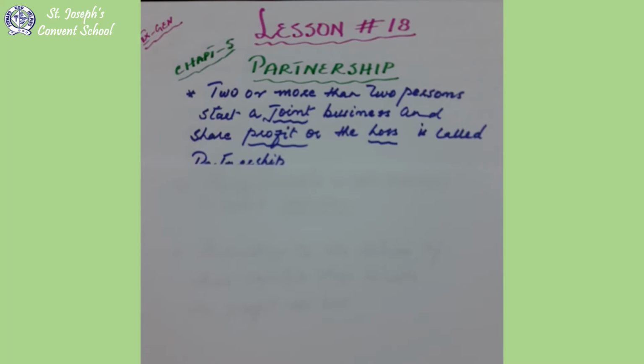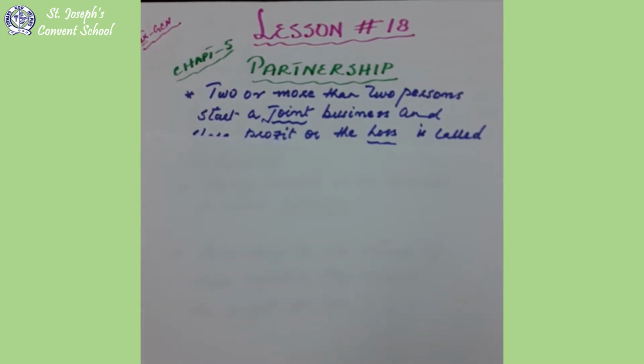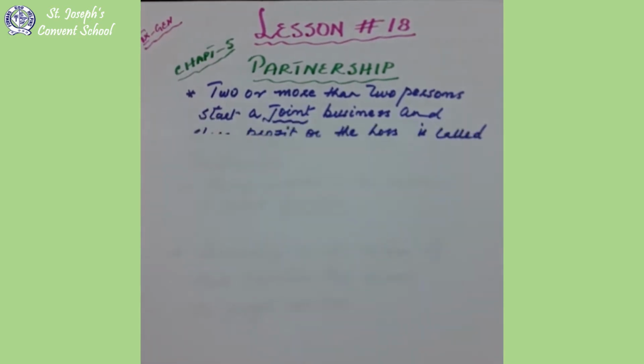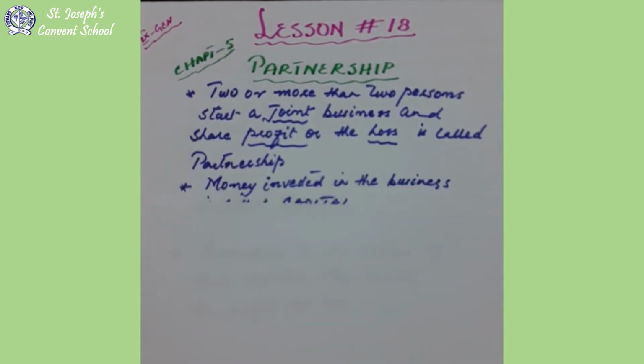When two or more than two persons start a joint business. Joint business means that all are investing the money. So when all are investing the money, they share the profit or loss. Now, the money which they invest is known as capital. Okay, so money invested in the business is called capital. So, all these you have to do for the MCQs. So, you all should know what this word capital is. We are going to use the word capital in the question also. So, whenever the word capital is used, it means the money which they have invested.